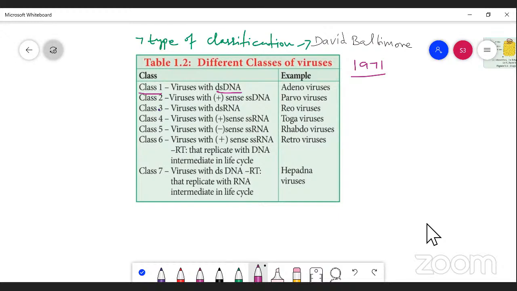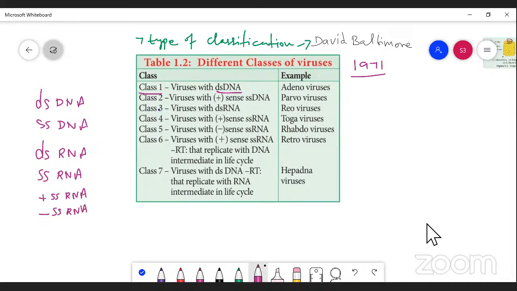Already you know that this classification is based on the genome: double strand of DNA nucleic acids, single strand of DNA nucleic acids, double strand of RNA nucleic acids. Then single strand of RNA genome, the positive sense single strand of RNA, then the negative sense single strand of RNA. The next one is double stranded DNA with reverse transcription.